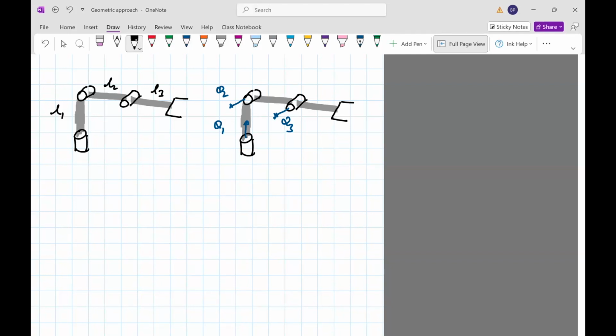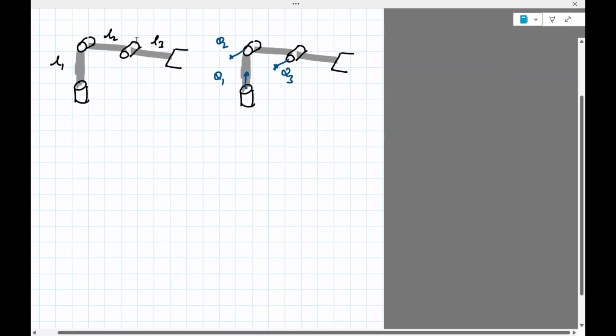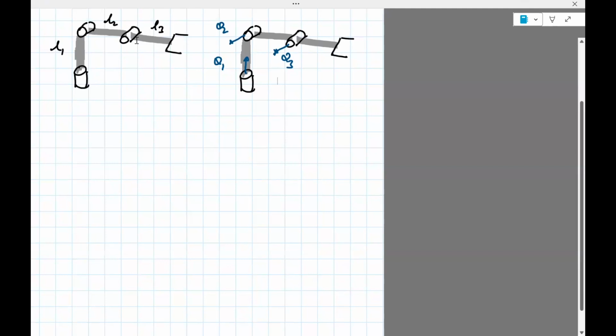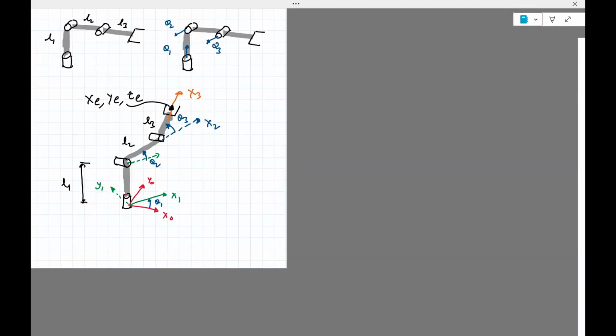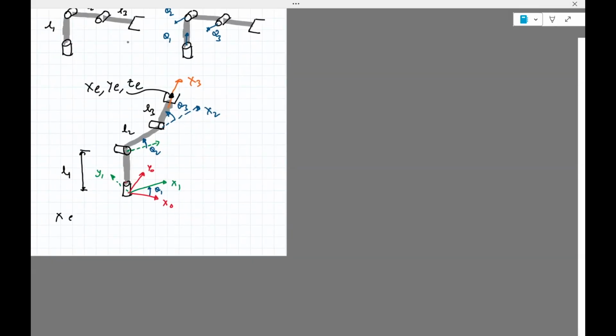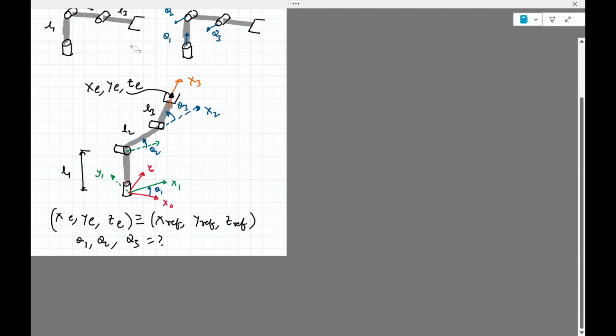Okay, so what we'll do is we will write the, we don't need to deal with the homogeneous matrix here because I'll show you a geometric approach to computing the inverse. Let me just draw the same manipulator in a slightly different configuration where I rotate the manipulator. So let's say the end effector is at x, e, y, e, z, at x ref, y ref, z ref, right? If the end effector is positioned at that reference position, we want to compute what theta1, theta2, and theta3 are. This is the inverse kinematics problem.